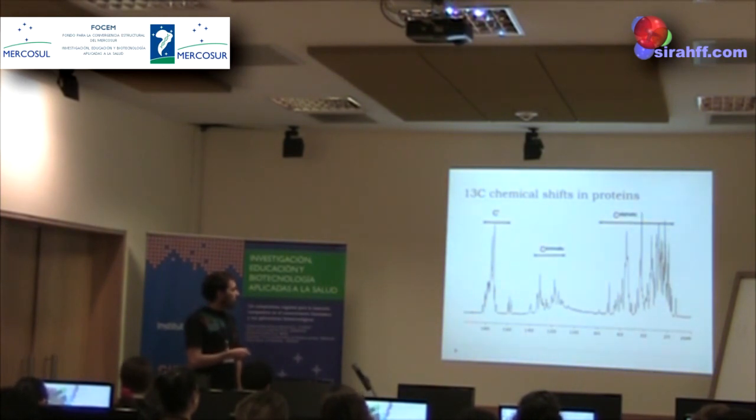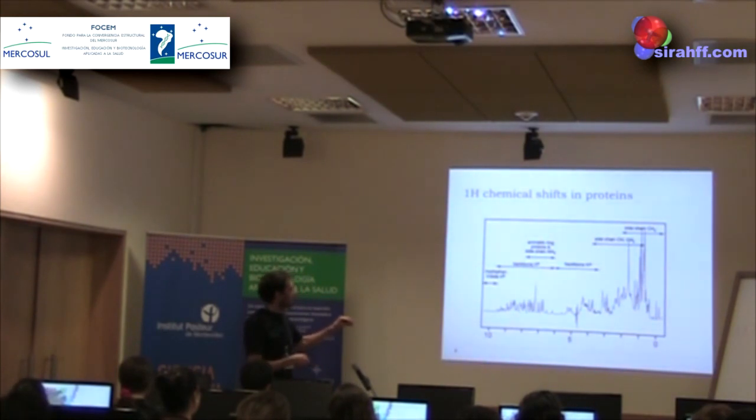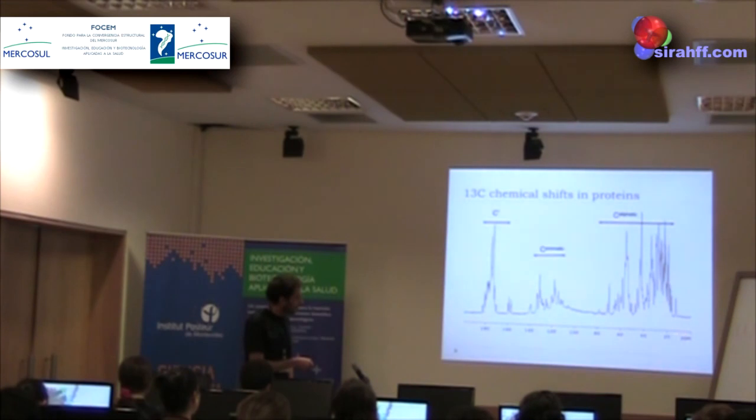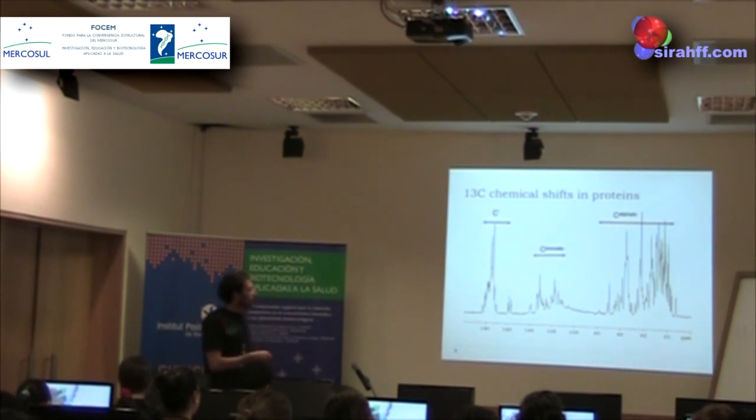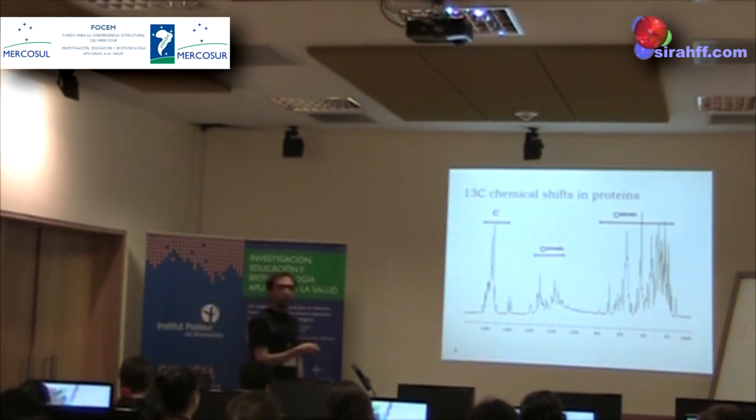When we go to carbon, the spread is much higher. You see here, we go from 0 to 180. That means that the difference is much higher for carbon than for proton, where you will go from 0 to 10. That would be like this. All the proton spectrum would be condensed in this small range. And carbons are really well separated in such a way that we can work with them as if they were different.